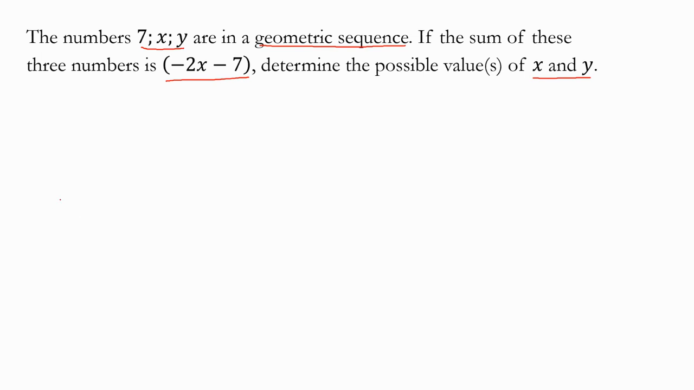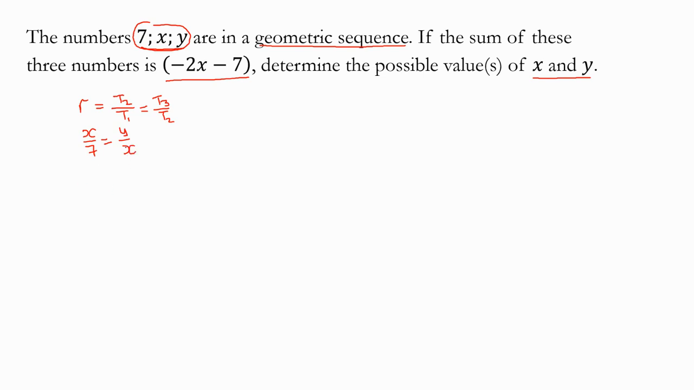The first one, we know that for a geometric sequence, R, which is the common ratio, is equal to T2 divided by T1. Not a bigger term divided by a smaller term, no, it's T2 divided by T1, which is equal to T3 divided by T2. You see that? So here, using our sequence, we can say that x over 7 is equal to y over x.